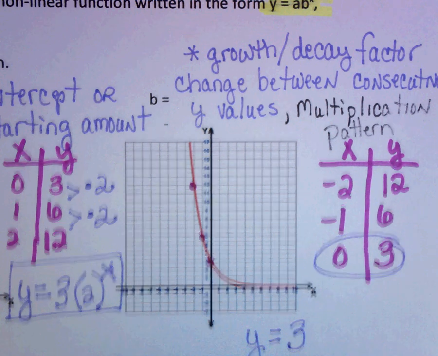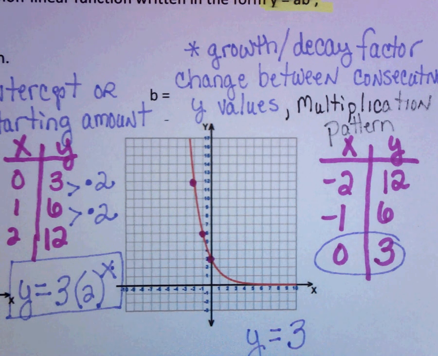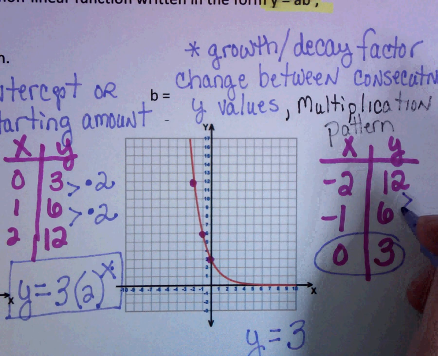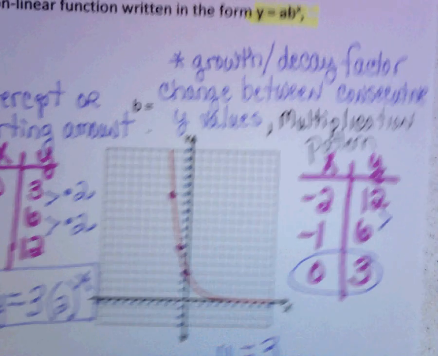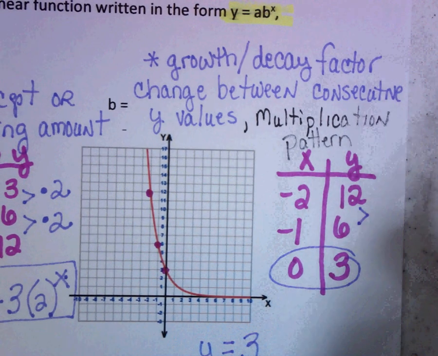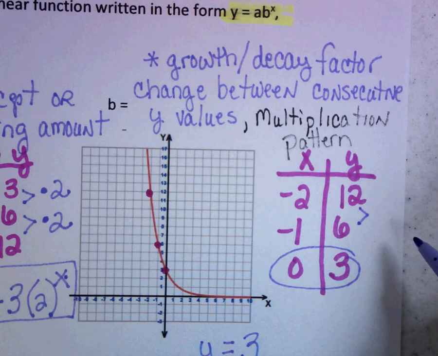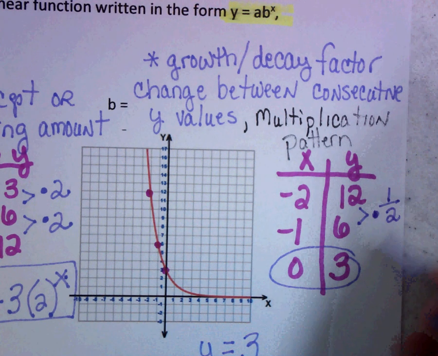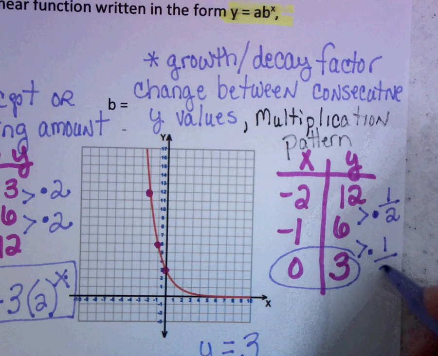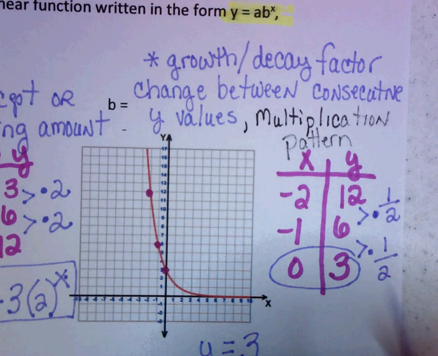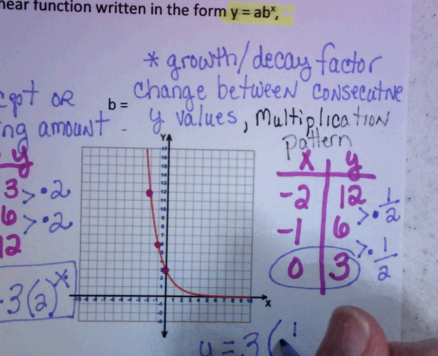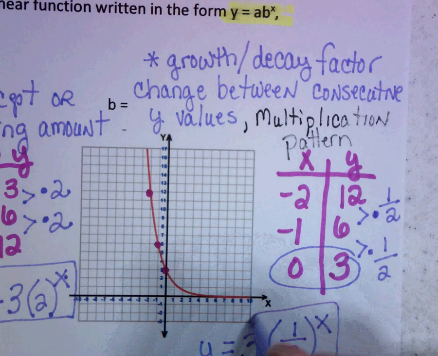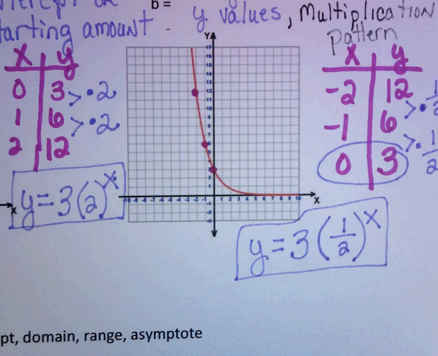Now, this one's a little tricky, and the reason I stress that we need to make sure we put this in order is you may be thinking, okay, to get from 12 to 6, that's dividing by 2. But we need a multiplication pattern. So what's the same thing as dividing by 2? I hope you're thinking multiplying by 1/2 or multiplying by 0.5. So it's got to be a multiplication pattern. And so we would say 3, and our b value is 1/2. 3 times 1/2 to the x power. And there is our equation, right? Super easy.